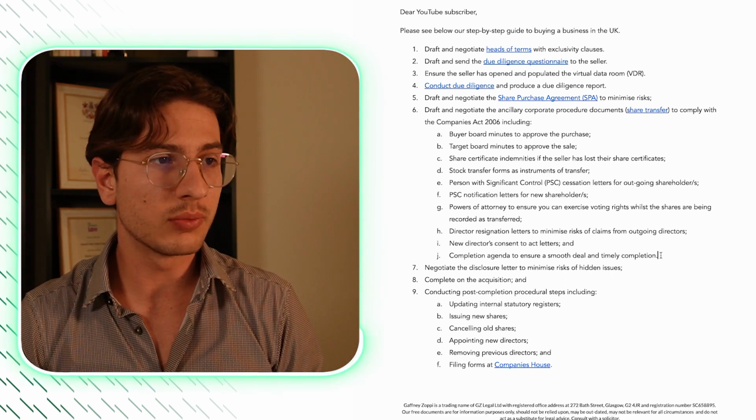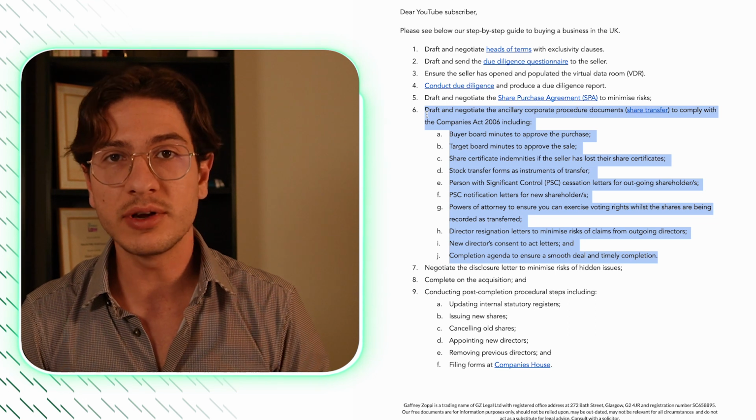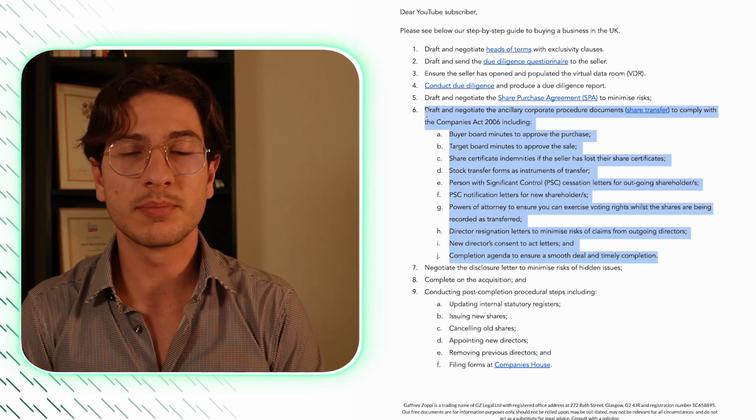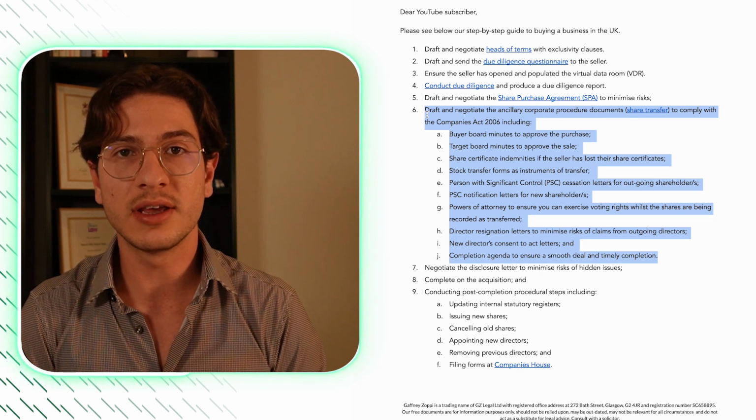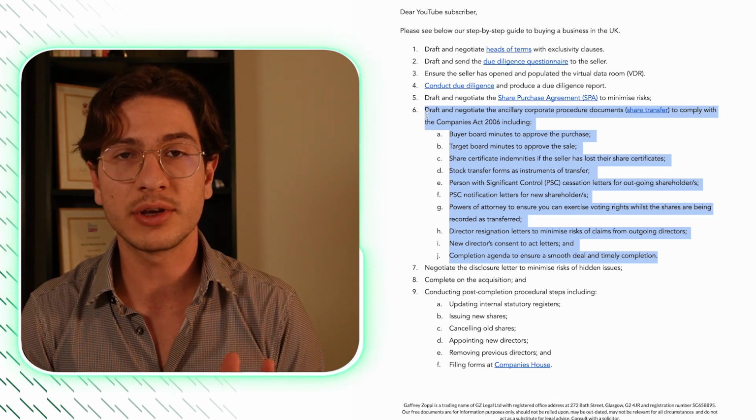The sixth step is one of the most important steps and strangely very often overlooked by buyers. And that is producing the corporate documentation that is required to comply with the Companies Act 2006. Since it is the responsibility of the buyer to produce these documents, make sure to appoint qualified solicitors who are specialized in acquisitions to do this for you. Getting this part wrong might recognize the transaction as invalid, and that means that you're not the legal owner of those shares.